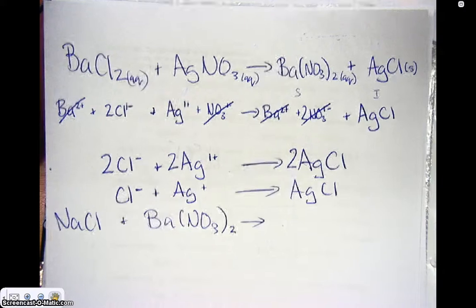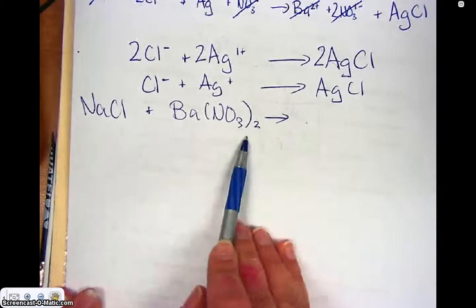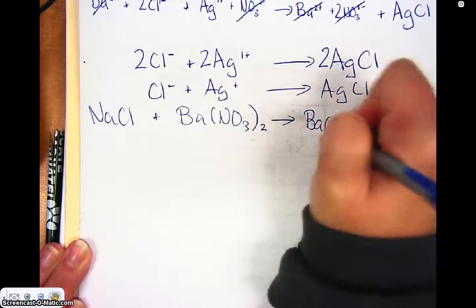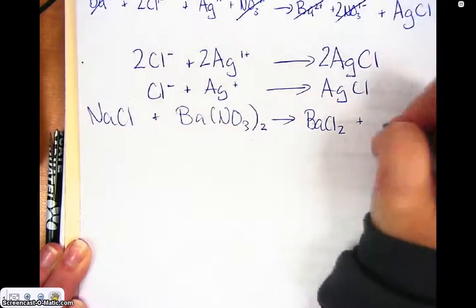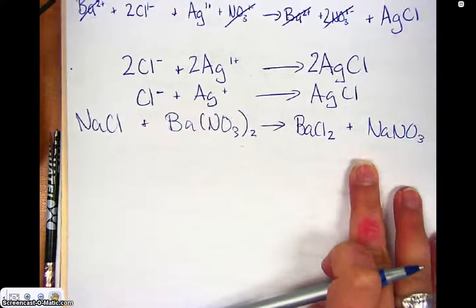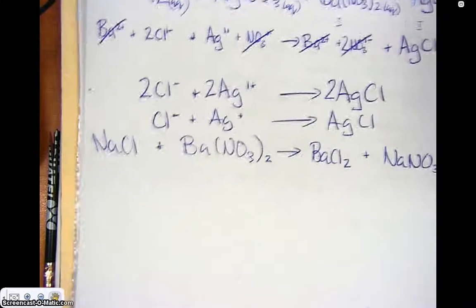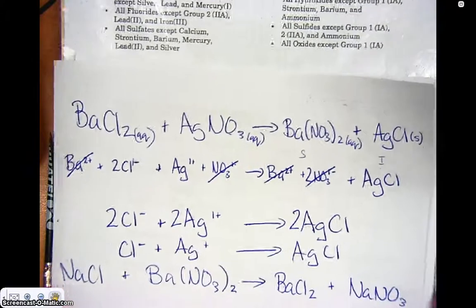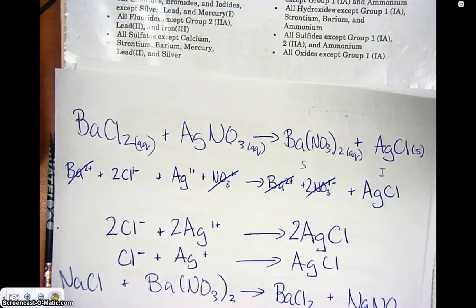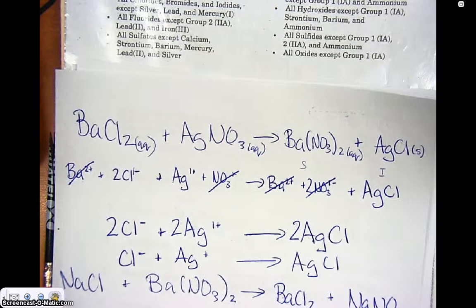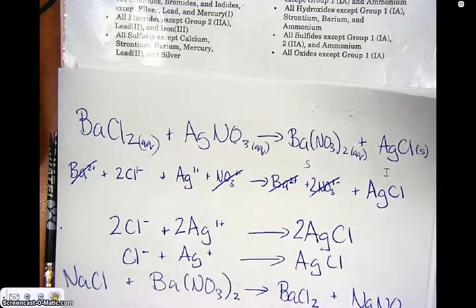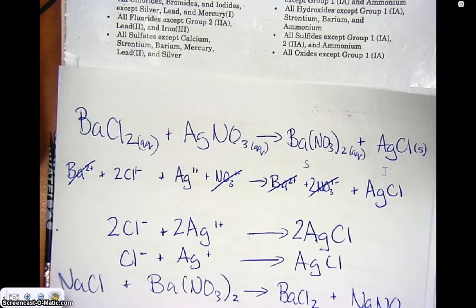Okay, let's do one more. So here, in this case, we've got sodium chloride and barium nitrate. So they're going to swap partners, and we're going to end up with BaCl2 and NaNO3. And then we need to identify which of these products is our precipitate. So let's look at our solubility rules. And it says all chlorides except for silver, lead, and mercury, and all nitrates are soluble. So actually we have 2 soluble products.